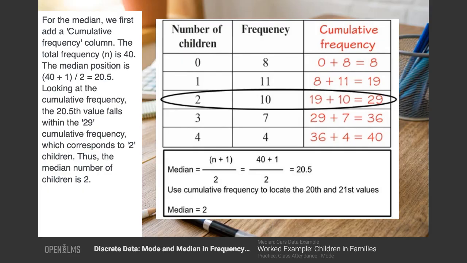For the median, we first add a cumulative frequency column. The total frequency n is 40. The median position is (40 + 1) / 2 = 20.5. Looking at the cumulative frequency, the 20.5th value falls within the cumulative frequency of 29, which corresponds to 2 children. Thus, the median number of children is 2.